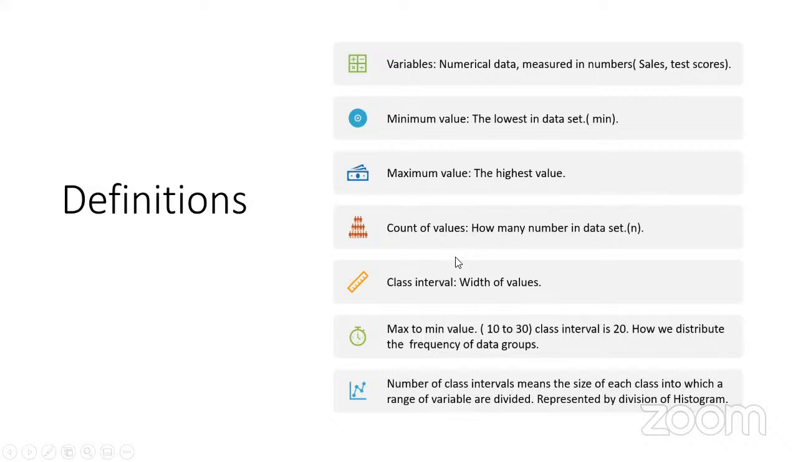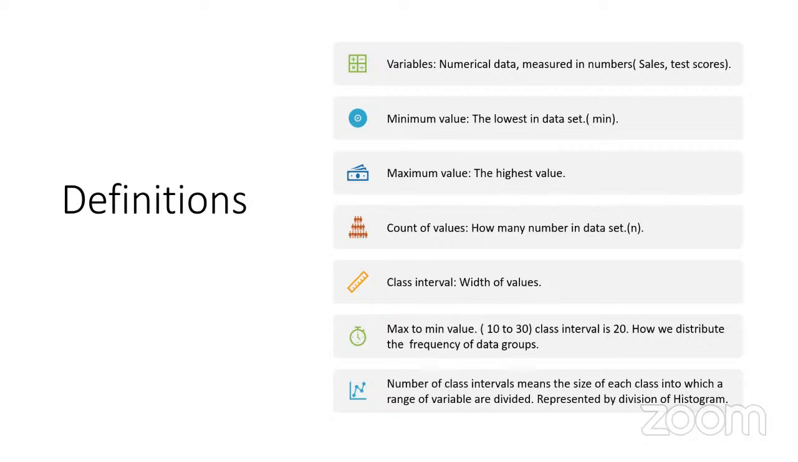Before going to explain histograms and do it together, I'm going to do just a reminder for some statistical term definitions. Variables are defined as numerical data. So charts are dealing with measured data, like sales, for example, or number of dollars or test scores. We have also the minimum value, which is defined as the lowest data in the data set, and also the maximum value, and the count of values, which is referred to as n. I mean by that how many data points we have in this data set.